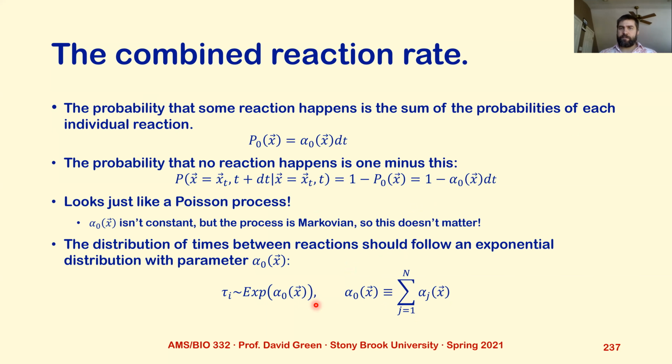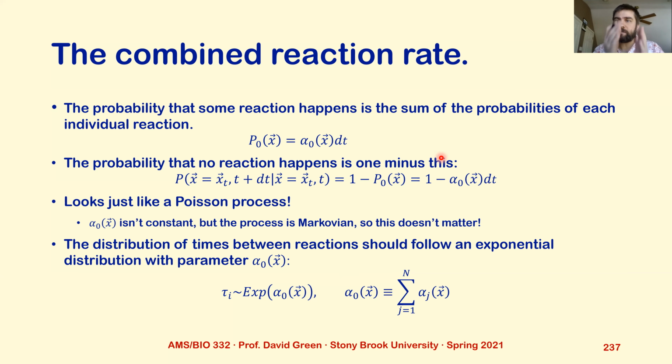Now, why does this help? Well, the probability that something happens is given by alpha naught dt. The probability that nothing happens is then 1 minus that. That's the probability that we stayed in one place. This dual possibility looks just like a Poisson process. If we think about the Poisson process of counting just reactions of any form, we're not going to worry about what type it is. We're just going to say, did a reaction occur? Let's count that. Did a reaction occur? Let's count that.